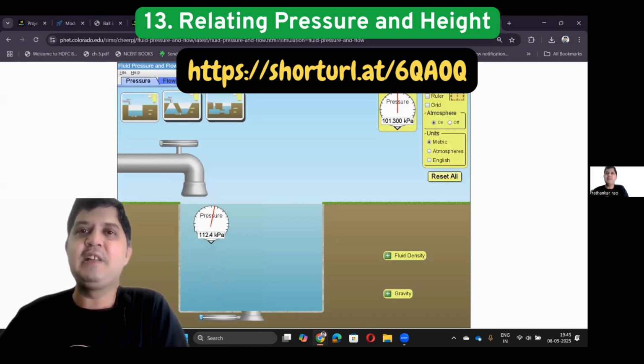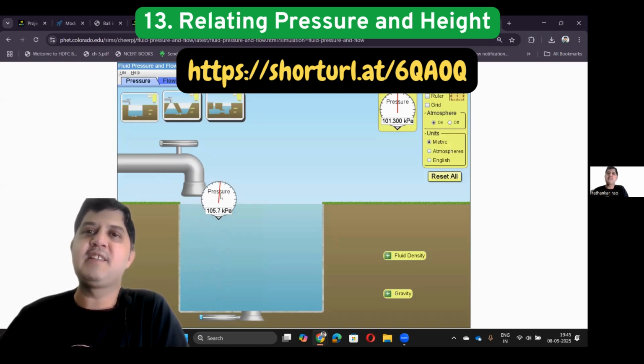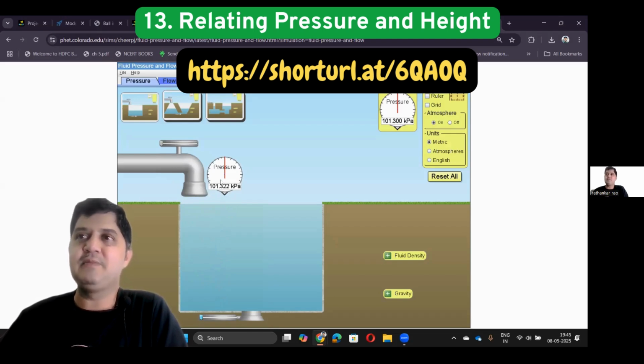It only depends upon the height from the bottom to the surface of water. When I go until the surface and keep it on the surface, you see, in here, it's a different value. Okay. And this also changes with gravity. If I go to gravity, I can change the gravity value also.